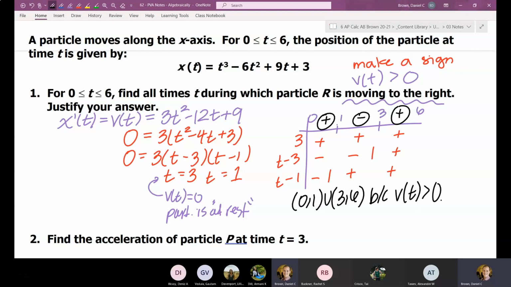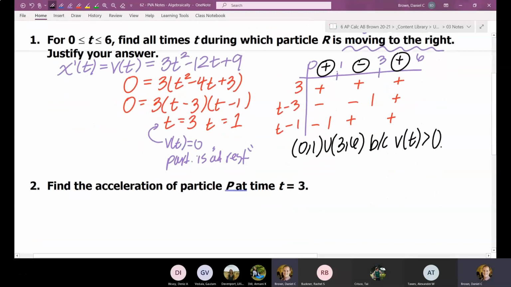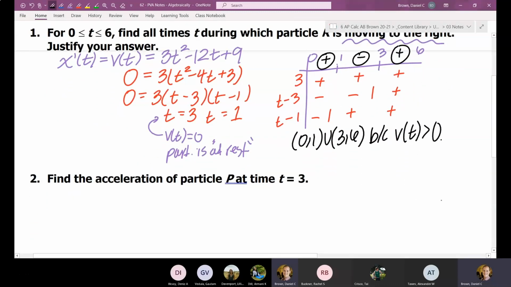Questions on that one? All right, let's look at this second one. It says find the acceleration of the particle. What are we going to need to do to find the acceleration at 3? Plug in 3 into what?